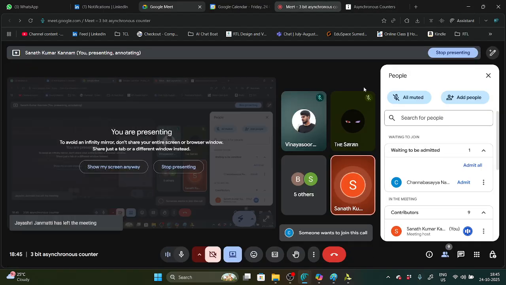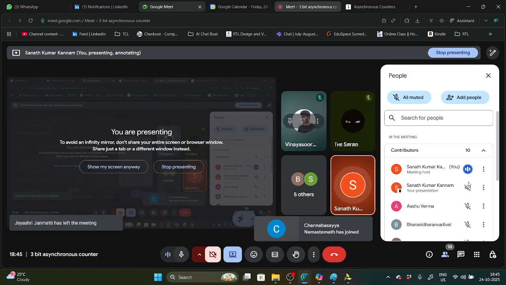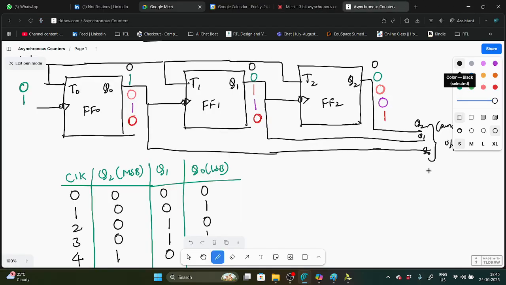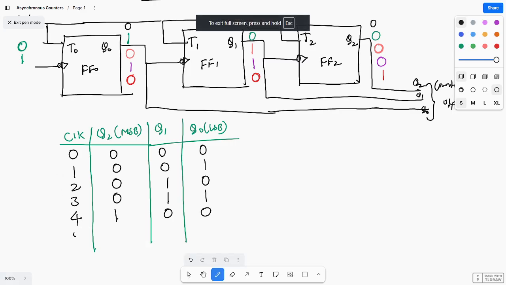Next, you see at the fifth clock pulse. This will toggle from 0 to 1. This is a positive edge of clock, so this will be in the same state. This is 0 and there is no triggering. It will be in the same state only. This will be 1 only. So at the fifth clock pulse, you are getting 1 0 1.